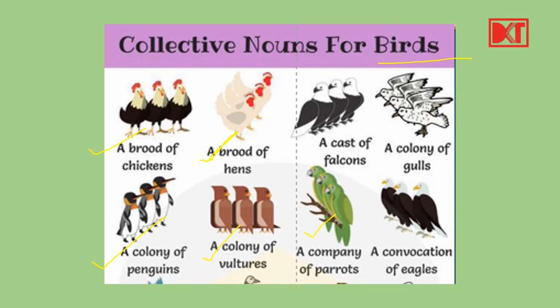Now you see, how did we do the formation? Formation: we said the collective noun plus of plus the plural form. Right, so here is the plural form. For example, if you see of eagles, eagle's plural form is eagles and convocation is the collective noun. So collective noun plus of plus the plural form. So convocation of eagles. Alright.